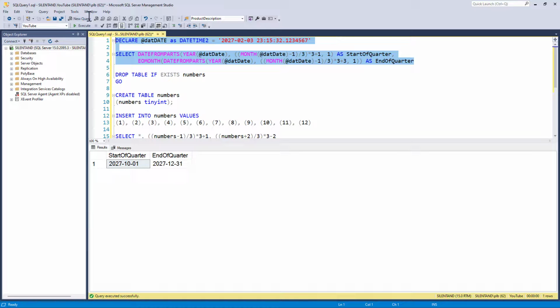And then finally, if I change this to February, we have January to March. So this is how you can get the start and the end of a quarter.